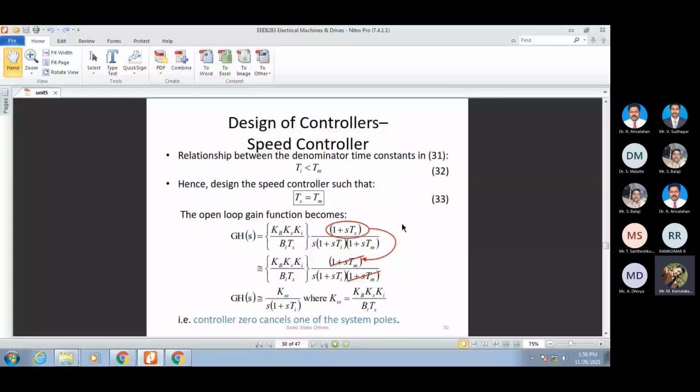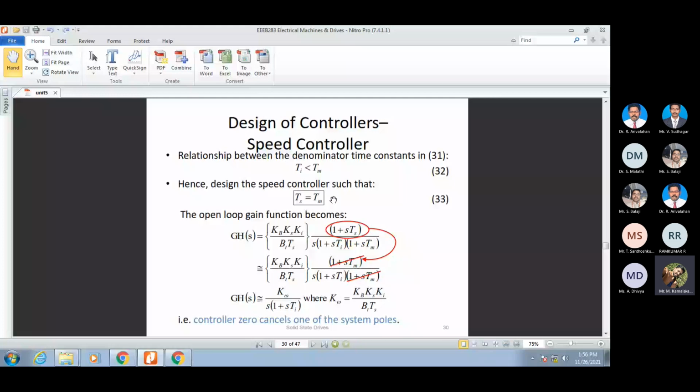For our EC manipulation, what is the relationship? The approximation we are making is that the value of Ti, which is the approximated first order system of the current controller, is very, very much lesser than the time constant of the motor. So the speed controller time constant is equal to the motor time constant. That is how we are approximating it.